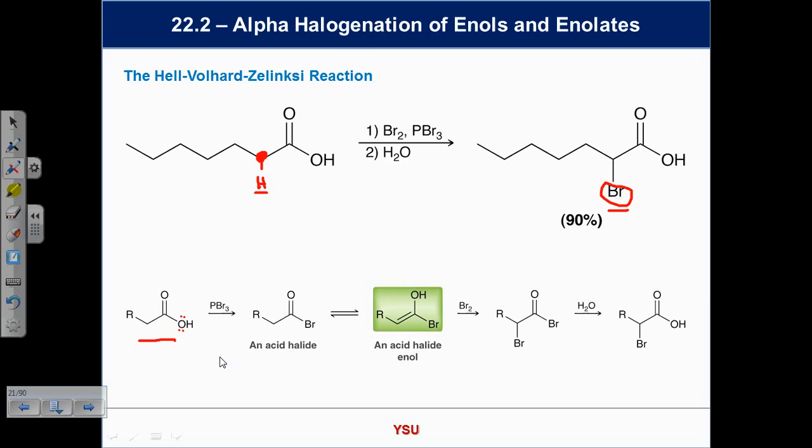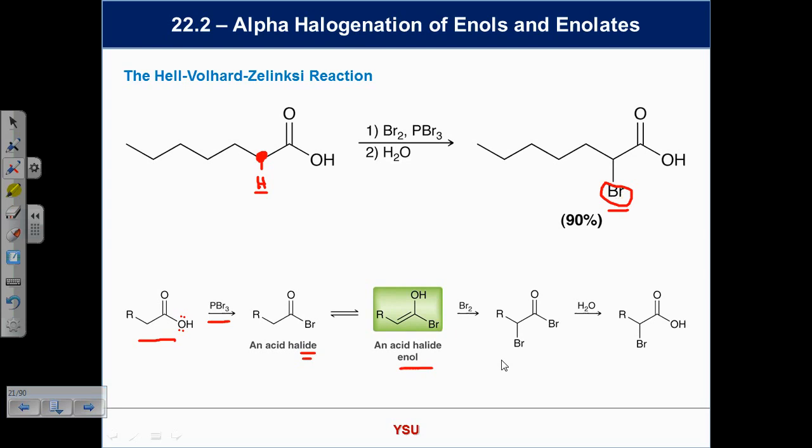Not enough to make this react fast enough, as fast as we want it to. So what we do instead is modify the procedure. First of all, we take PBr3 and we treat that carboxylic acid, and very much like the mechanism for SOCl2, I'll show you in a second, we're going to form a bromide. And this is an acyl bromide. Now, it turns out the amount of enol in a solution of acyl bromide is more significant. There is more of the enol present if you put a bromine there than if you don't.